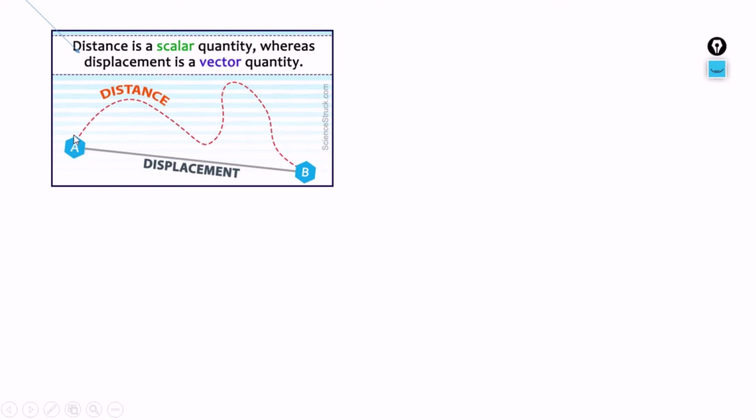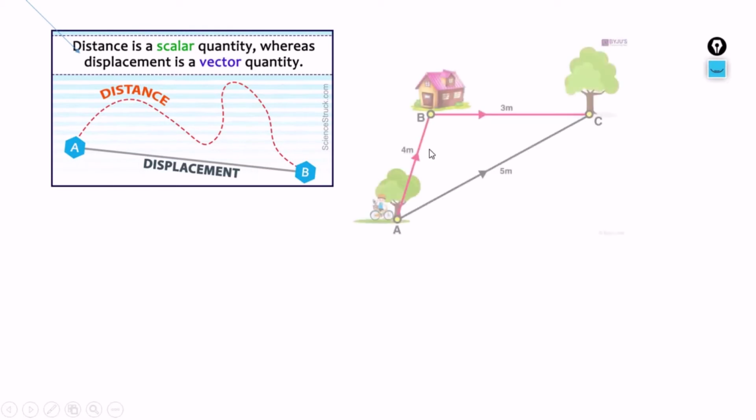As you see here, all of the path moves. All of the length of the path will be the distance, all the way, but the shortest way will be the displacement. Look at this picture we have here.